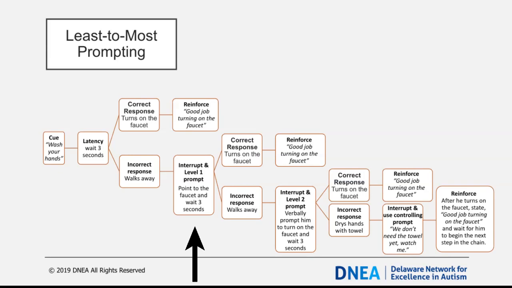If he does not respond correctly to this prompt, you can increase to a verbal prompt and say, turn on the faucet. If he does not respond correctly again, use the controlling prompt and model how to wash your hands. Once he turns on the faucet, wait for him to complete step 2, which is getting his hands wet. If he does not complete this step independently, repeat the process beginning with a level 1 prompt.